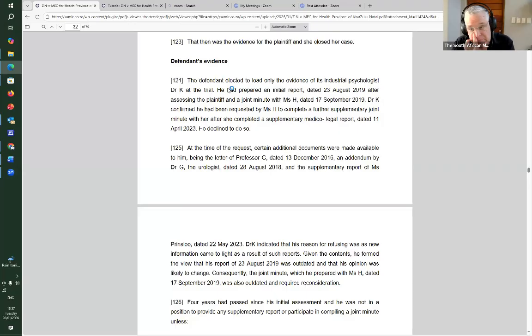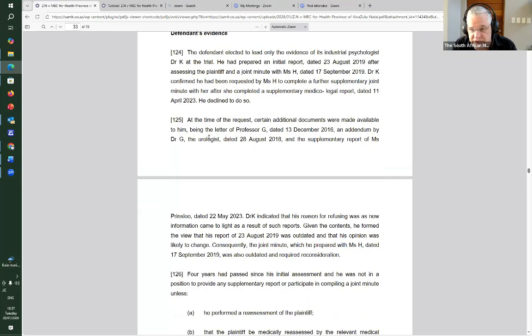The defendant, I'm going to just backtrack to paragraph 124 to contextualize it. The defendant elected to lead only the evidence of its industrial psychologist, Dr. K, at the trial. He had prepared an initial report after assessing the plaintiff and a joint minute with Miss H in September 2019. Dr. K confirmed he had been requested by Miss H to complete a further supplementary joint minute with her after she completed a supplementary medico-legal report dated the 11th of April 2023. He declines to do so. So he refuses now to participate in a further supplementary joint minute. And his reasons are instructive.